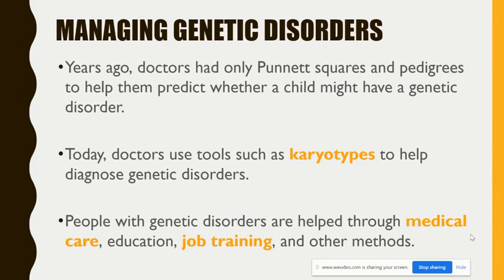So pedigrees can be used to help manage genetic disorders. Doctors only had Punnett squares and pedigrees to help them, but now we even have karyotypes, which can help diagnose genetic disorders. And so then when we diagnose them, they can get help through medical care, education, job training, and even other methods, therapy, and other connections.